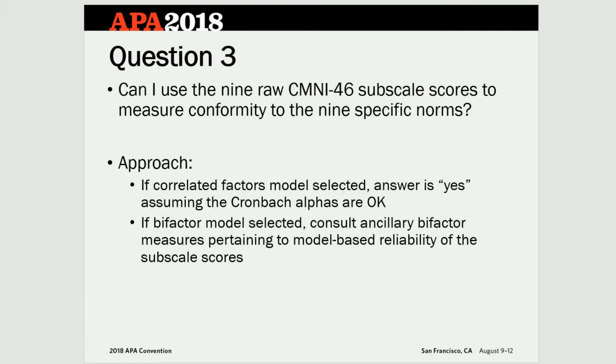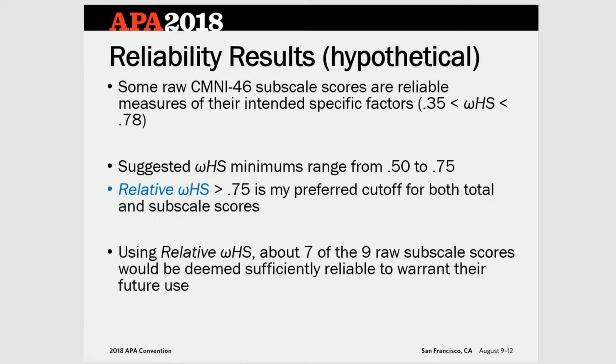Question number 3, can I use the 9 raw CMNI subscale scores to measure conformity to the 9 specific norms? And again, if correlated factors model is selected, which was the case, the answer is automatically yes, assuming those Cronbach alphas you calculate for the subscales look okay, which they did in this case. But again, if we wanted to be exploratory, if a bifactor model is selected, you can look at model-based reliability of the subscale scores. So we checked that out.